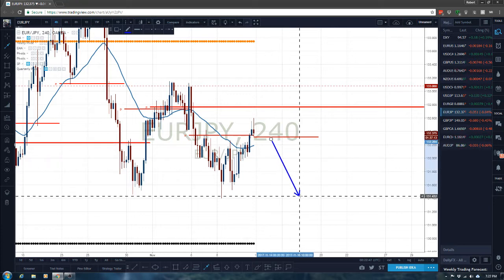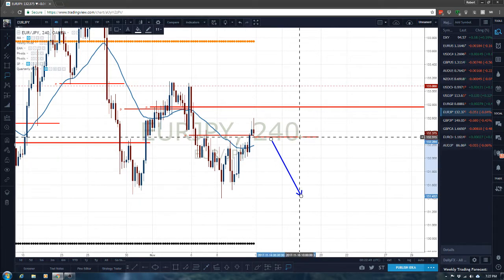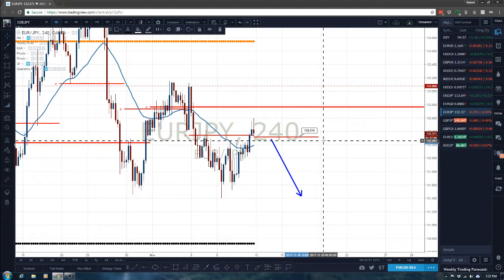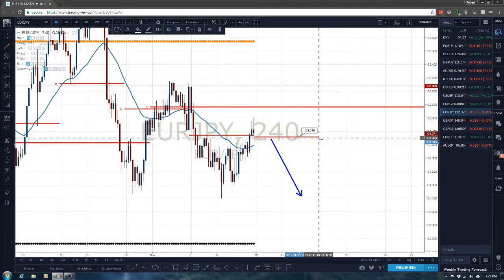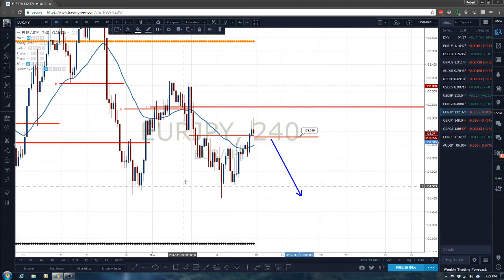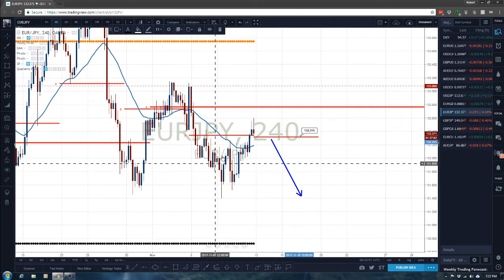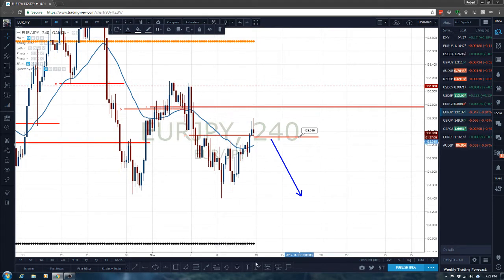Any break below the weekly pivot, this level is currently at 132.31. If price does head higher, and you want to trade this higher, look for immediate resistance right around the 132.75 level.